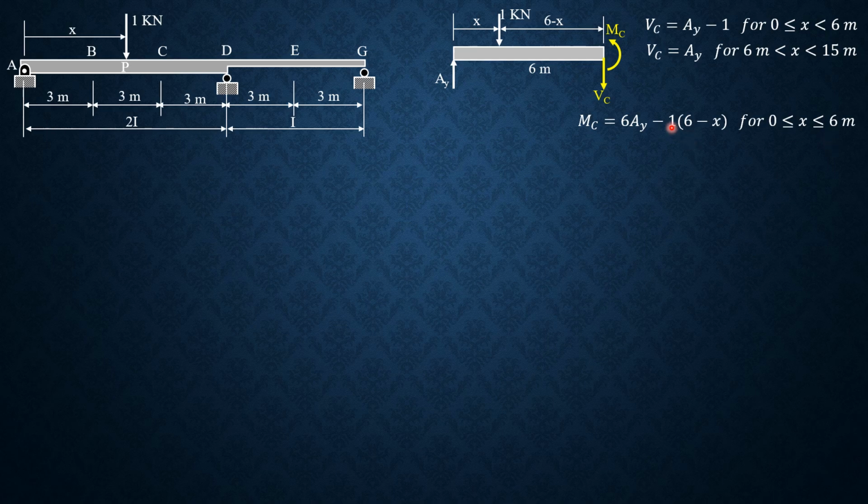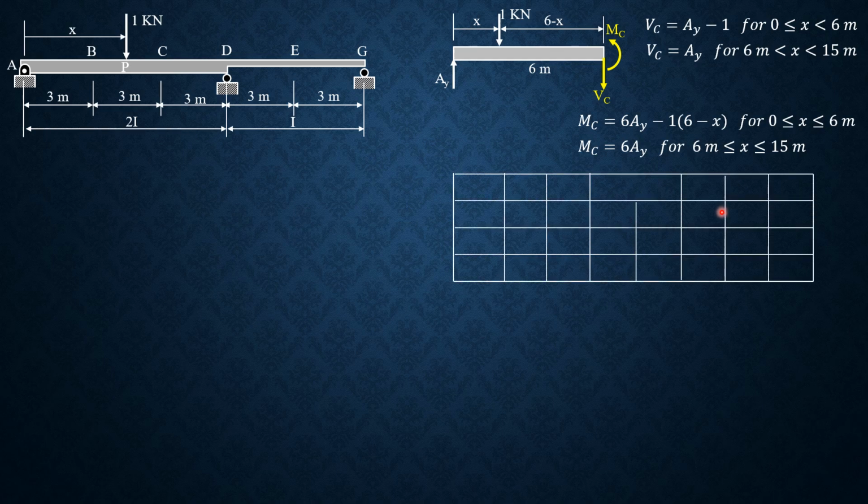Then beyond that, the unit load is no longer part of the free body diagram. So if we remove this, M sub C is 6Ay for 6 meters less than or equal to x less than or equal to 15 meters. First, for maximum Ay, remember that we have found the ordinates of Ay in the preceding slides. So we have 0, 1, 0, so we will include M sub C if we want.